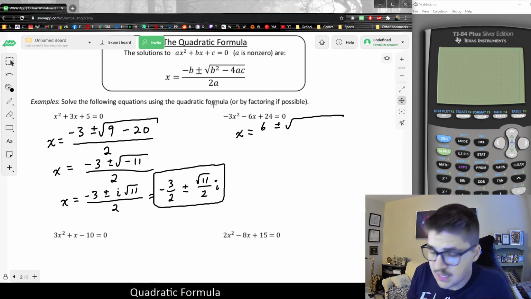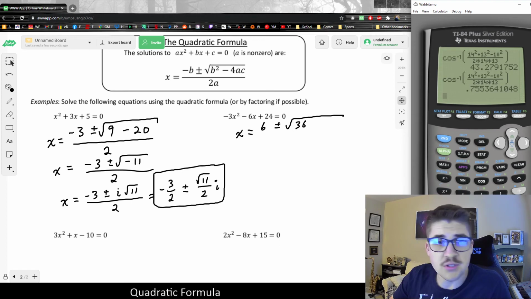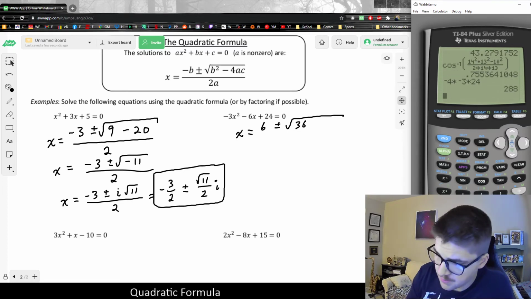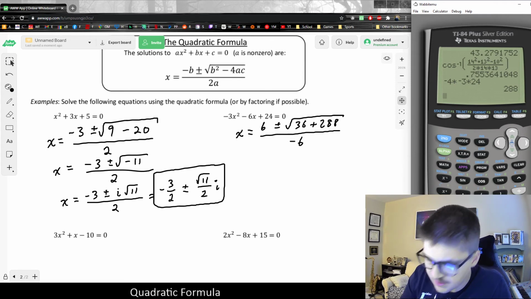b squared, negative 6 squared, is 36. b squared should always be positive because remember you're squaring a negative, which will become positive. And then minus 4 times a times c. We can always obviously use a calculator for individual steps. In this case, I'm supposed to do 4 times negative 3 times 24, and it might be better just to use a calculator on that one. In this case, I would have negative 4 times negative 3 times 24, and that's going to be plus 288 right there. And that would all be divided by 2 times a. 2 times negative 3 is negative 6.